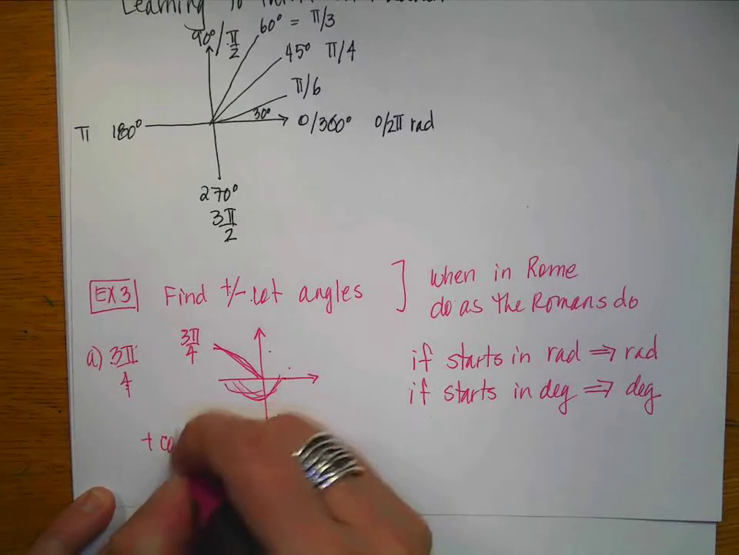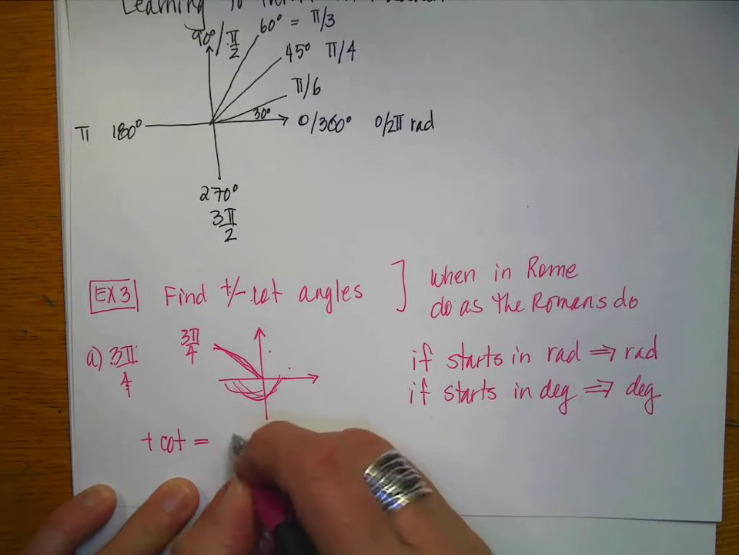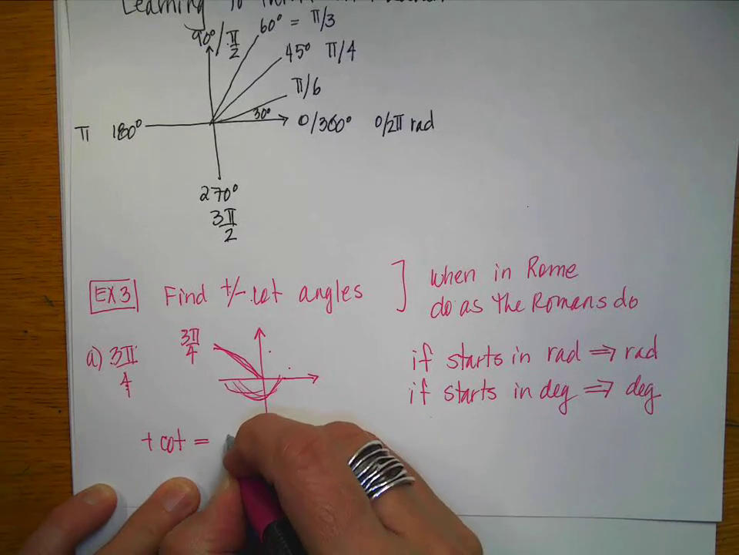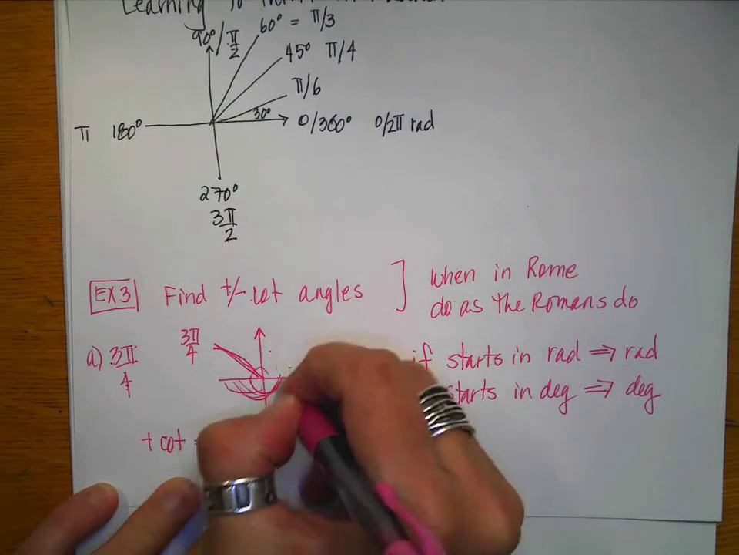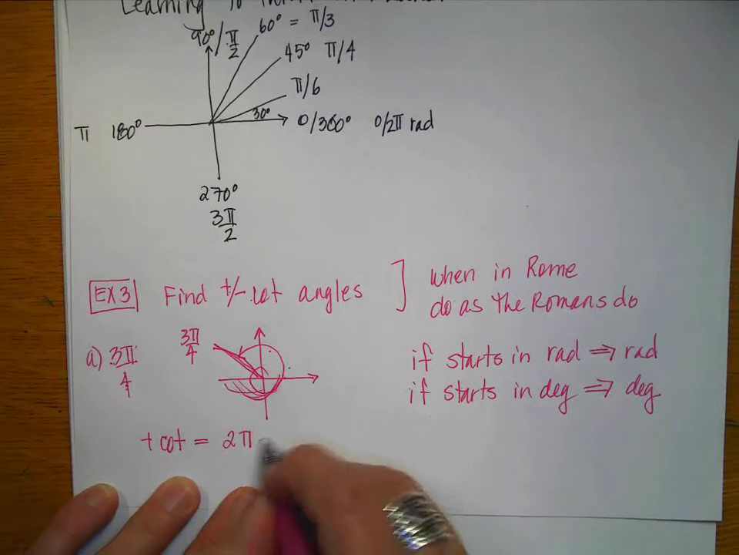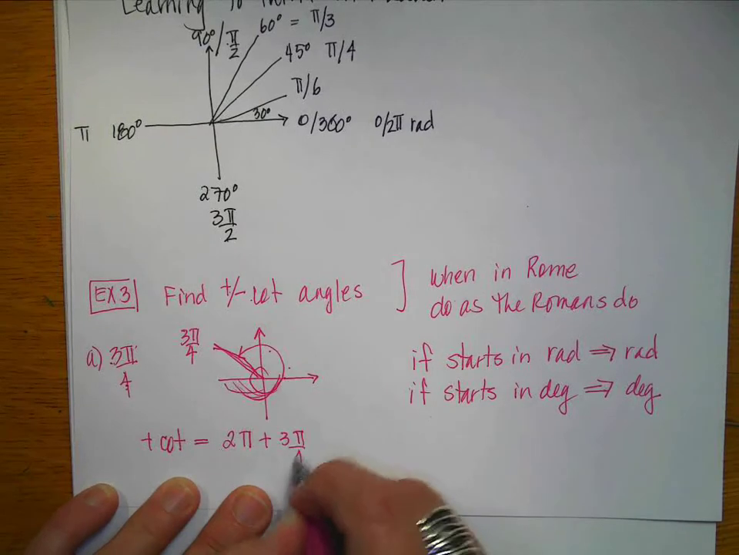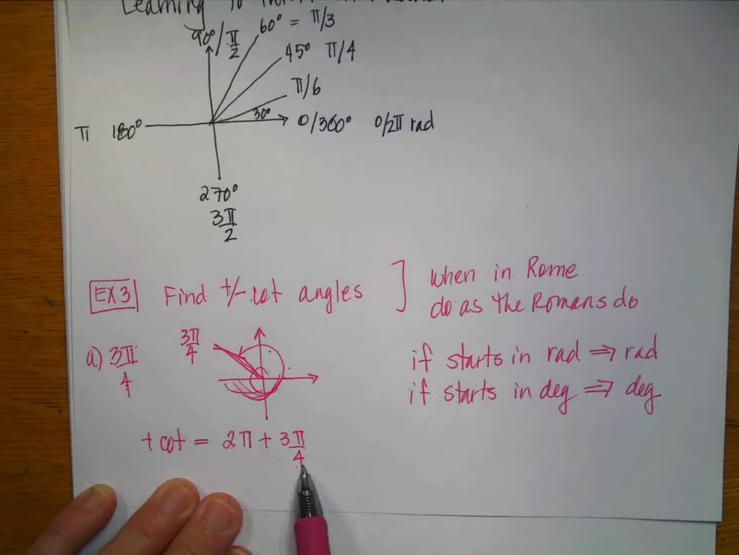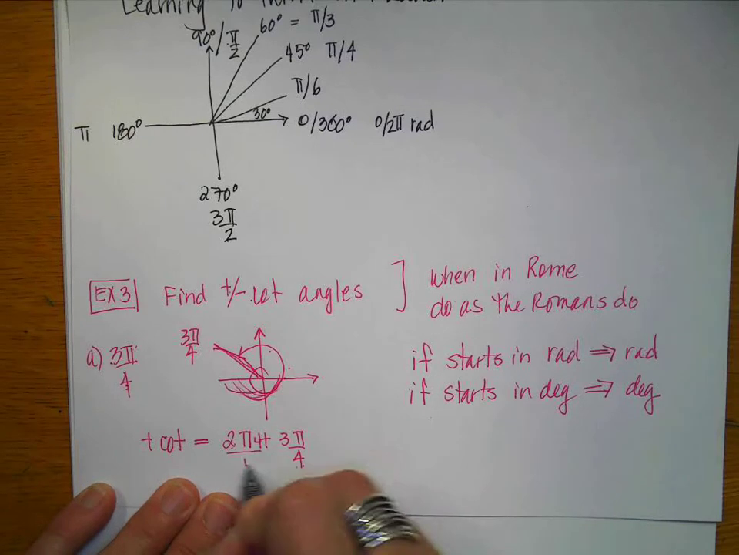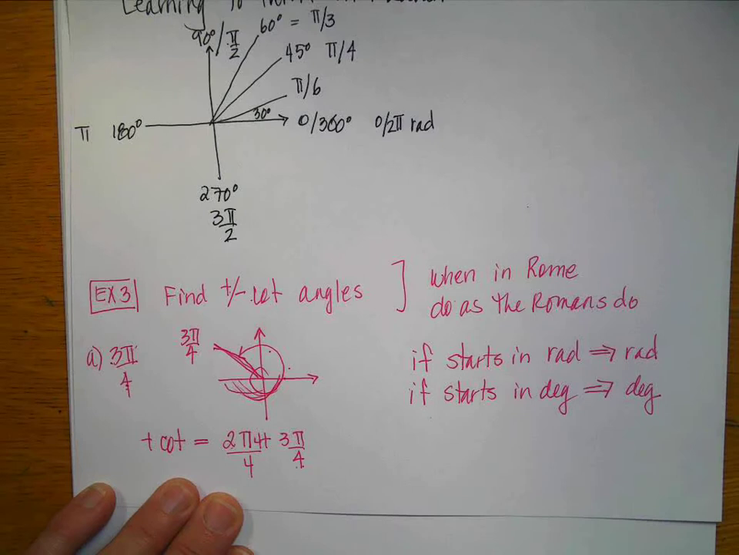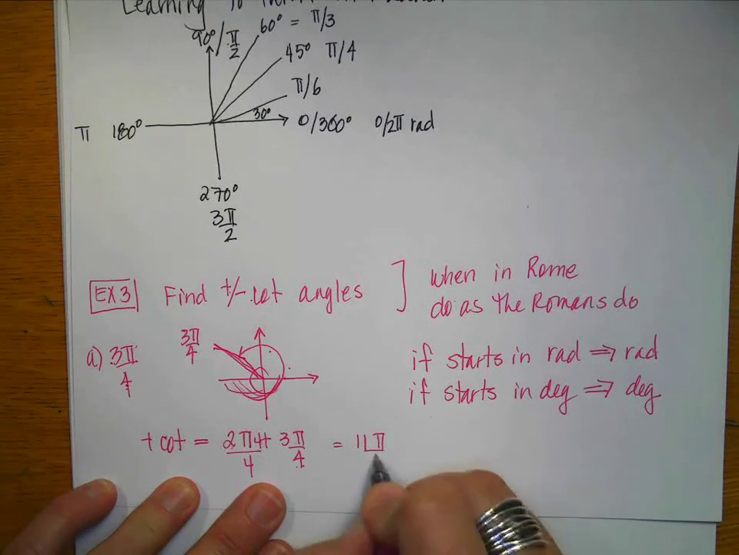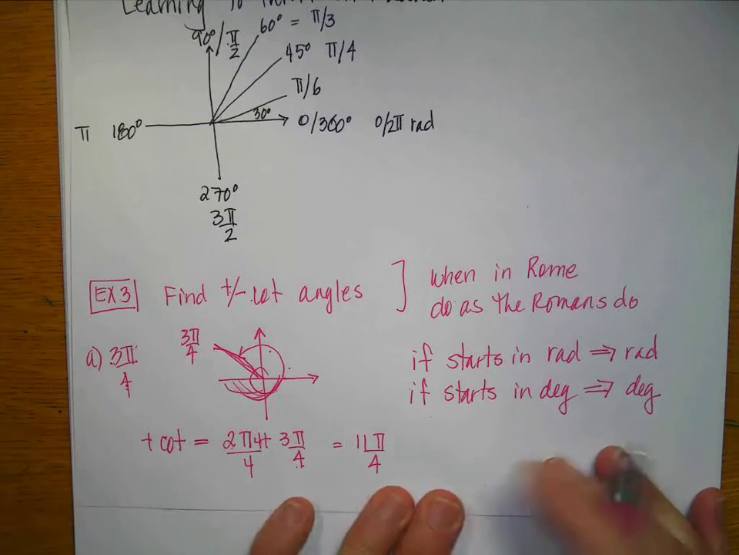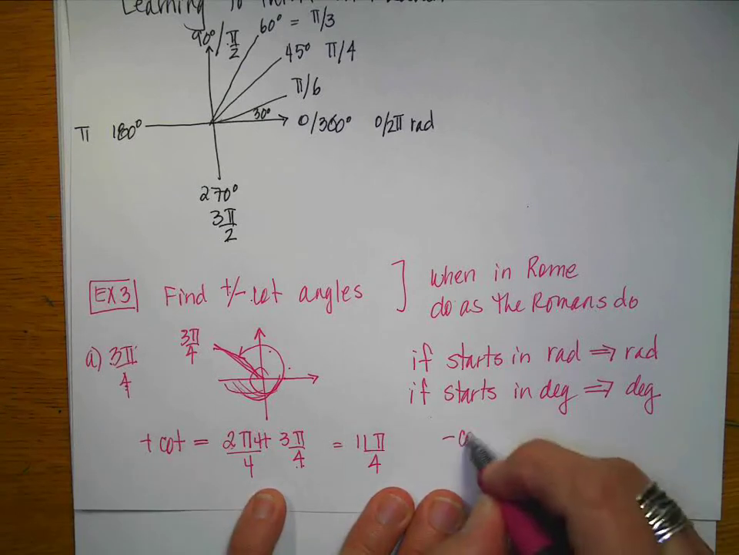Okay? So the first one I want to do is my positive coterminal. So for the positive coterminal, I'm going to take a lap. Remember that a lap is all the way around the circle. All the way around the circle in radians is 2 pi. So I'm going to go all the way around and then get back to my 3 pi over 4. I can't put these two numbers together unless I multiply this number by 4 over 4. So now the fractions can play together. 8 plus 3 is 11. This is 11 pi over 4.